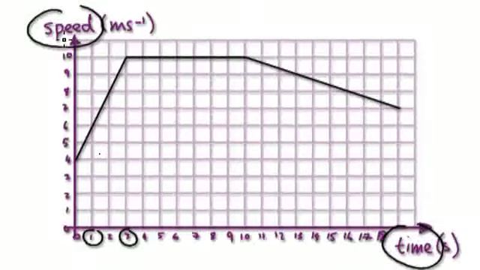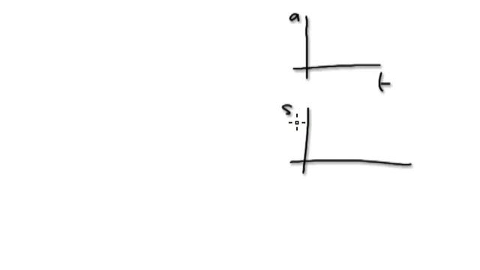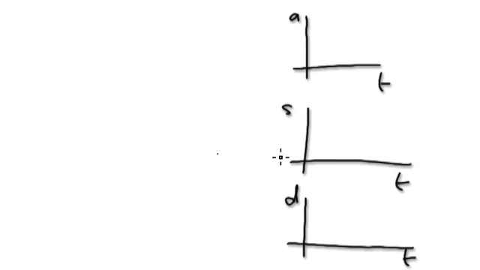So in effect, whenever you're given the speed time graph, try to visualize this inside your mind. You've got your acceleration time graph, and then you've got your speed time graph, and then you've got your distance time graph. Whenever you're given one of the graphs to work with, try and visualize these three.